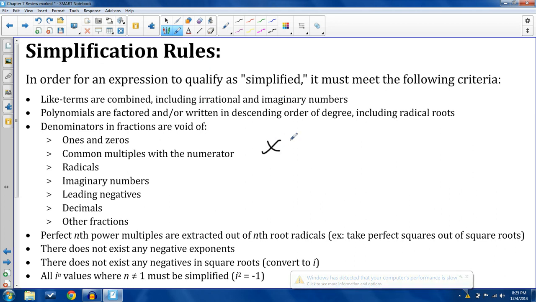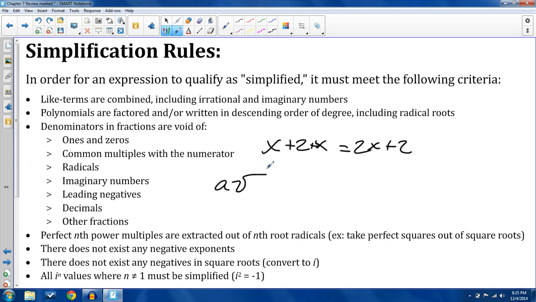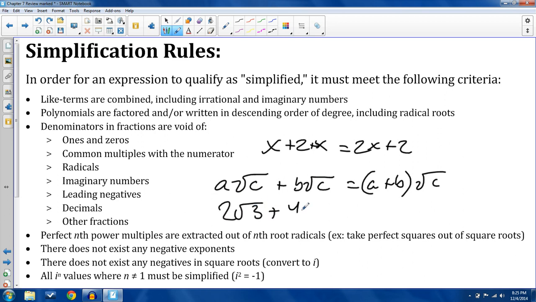So like terms being combined: if you have x plus 2 plus x, I'm not going to run through all these examples, but you get 2x plus 2. But irrational numbers are just as important, and this is a property that I do not have written down anywhere, so let me write it out for you. a root c plus b root c equals (a plus b) root c. The idea is that there is a multiple of root c being provided for both of these. Here's an irrational number and you're combining like terms. So if this said 2 root 3 plus 4 root 3, that would be (2 plus 4) root 3, which is 6 root 3. Same idea.